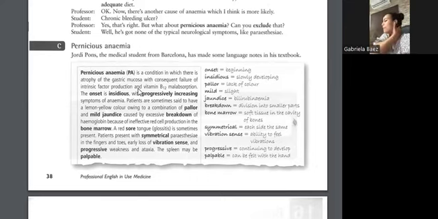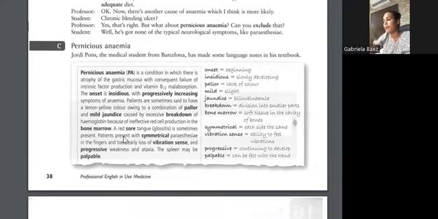Pernicious anemia, PA. It's a condition in which there is atrophy of the gastric mucosa with consequent failure of intrinsic factor production and vitamin B12 malabsorption. The onset is insidious with progressively increasing symptoms of anemia. Patients are sometimes said to have a lemon yellow color owing to a combination of pallor and mild jaundice caused by excessive breakdown of hemoglobin because of ineffective red cell production in the bone marrow. A red sore tongue is sometimes present.